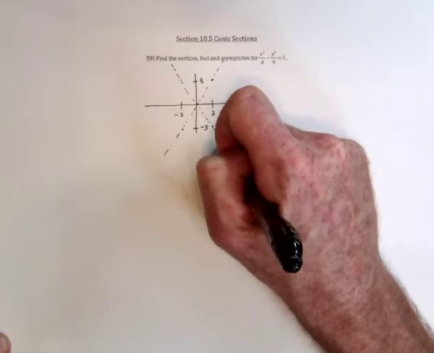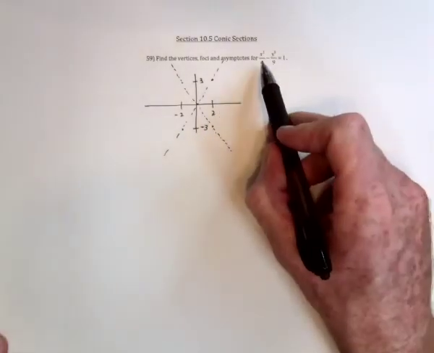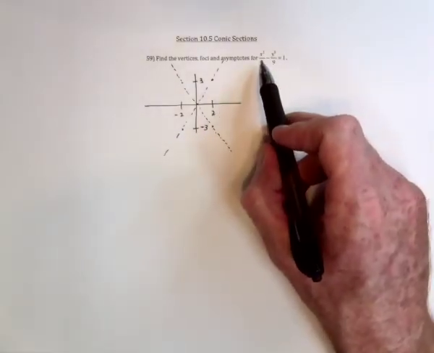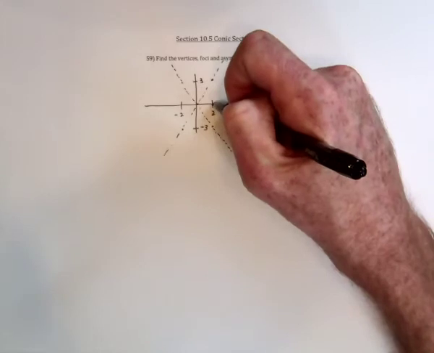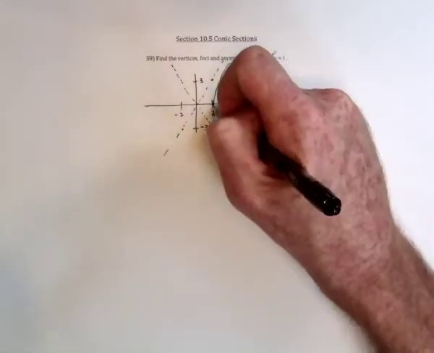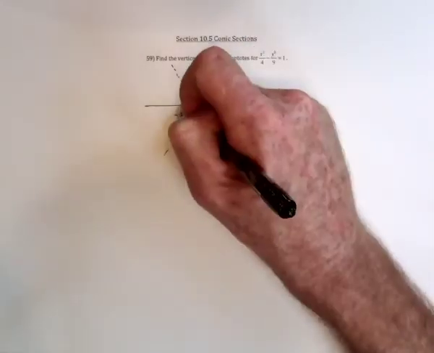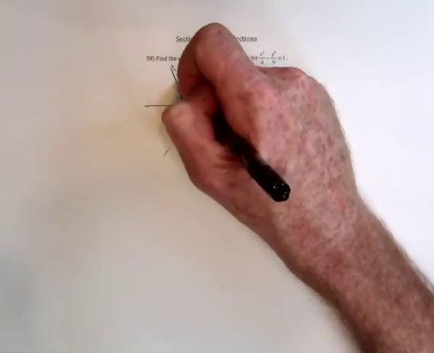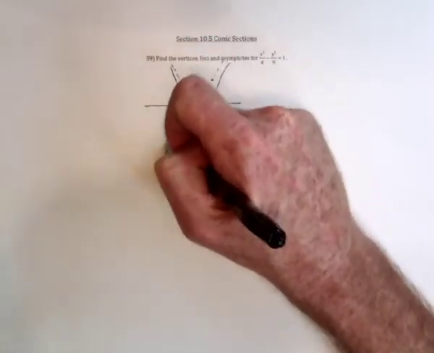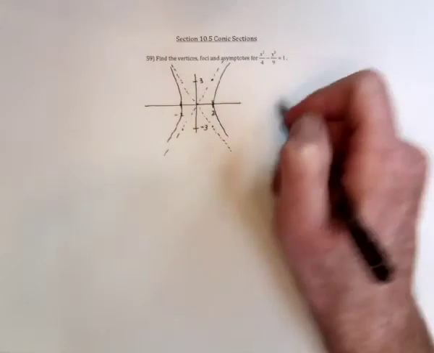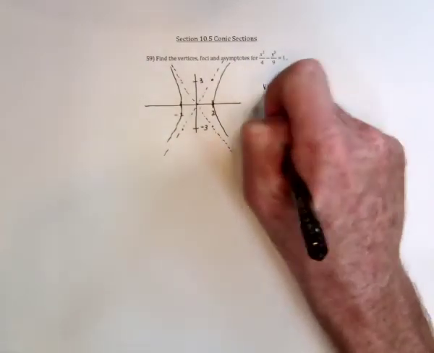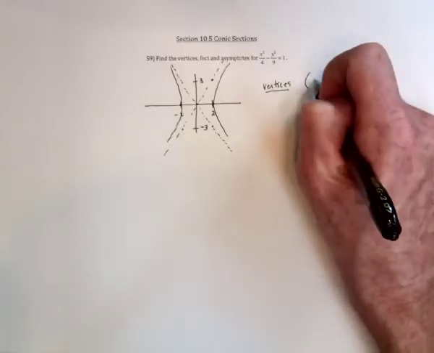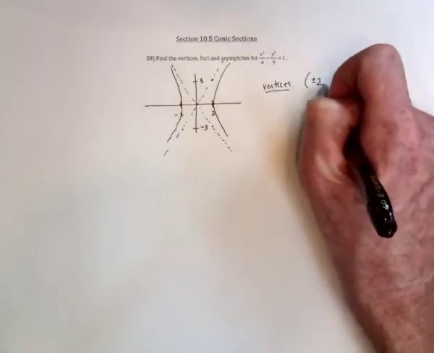And then, because the x squared term is positive in this equation, that means it's on the x-axis, so it's going to hit right here, which is actually one of the vertices, and then go out to the asymptotes, and we'll hit right here, which is the other vertex. So we've got the vertices. They are at positive or negative 2 and 0.